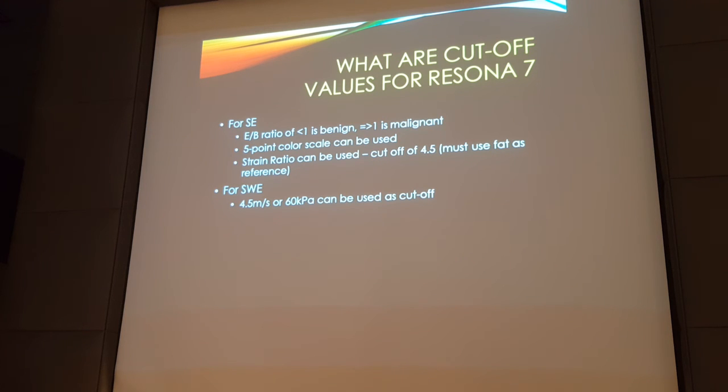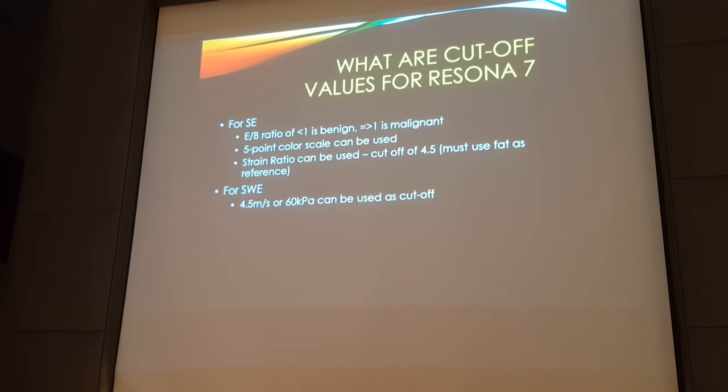So what are the cutoff values? Again, for strain, I like to use an E to B ratio of less than 1 as benign, and equal to or greater than 1 is malignant. Less aggressive cancers like DCIS and mucinous cancers can have a ratio of 1, so we include those. It kind of decreases our specificity, but we don't want to have any false negatives.